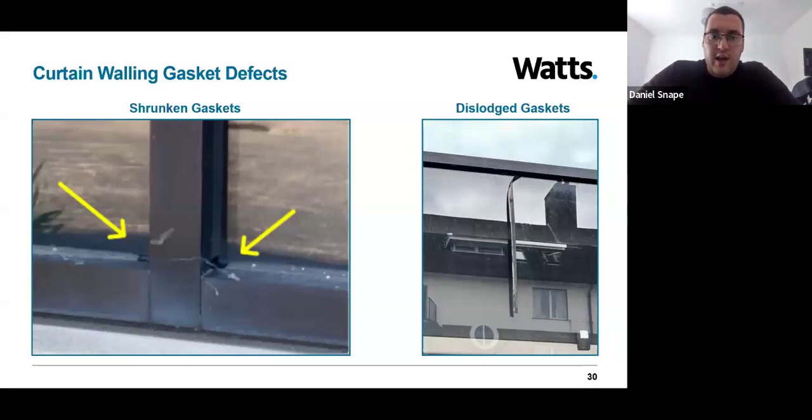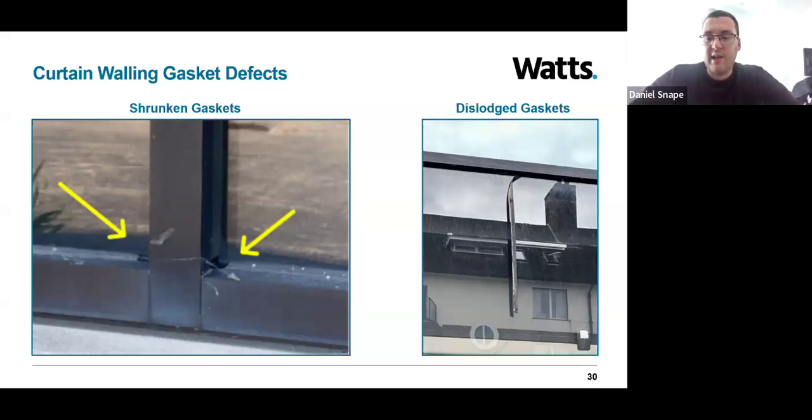So looking at the right-hand image, then we see a dislodged gasket, which is something that I spotted on a stick curtain walling system a couple of weeks ago. So gaskets in curtain walls can become dislodged, and this can be due to a number of reasons. Again, age can play a part in this. So over time, the elastic material in the gasket can dry out. That can cause it to shrink and it can crack. UV radiation and the freeze-thaw cycle can also play a part in that.